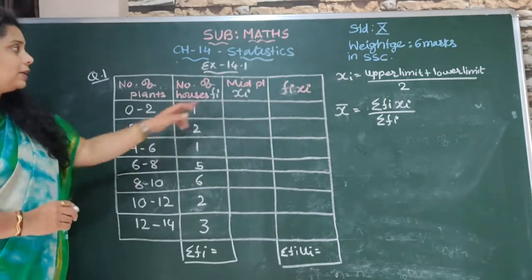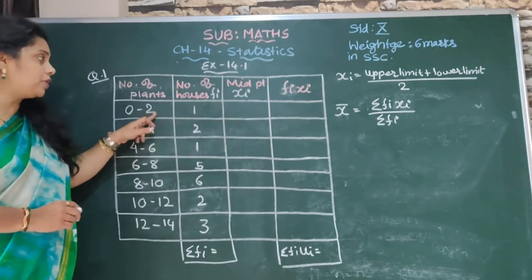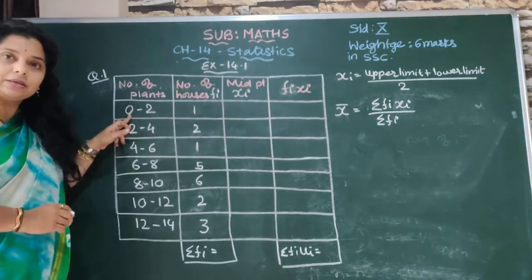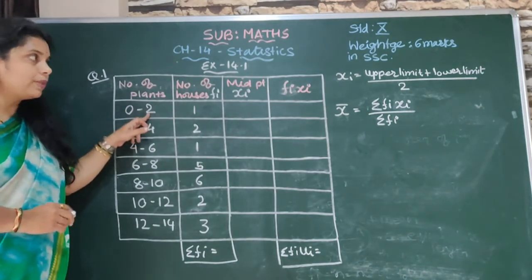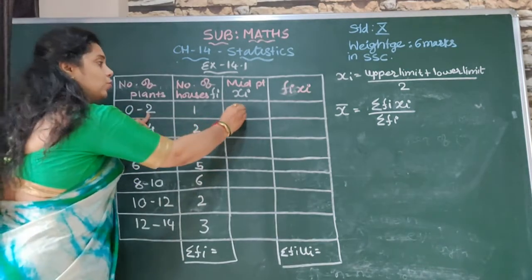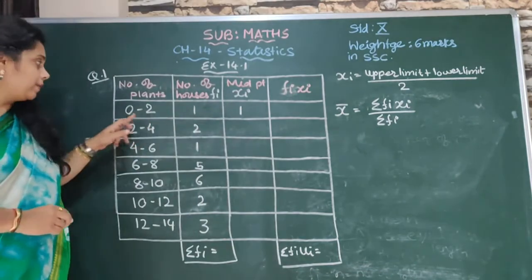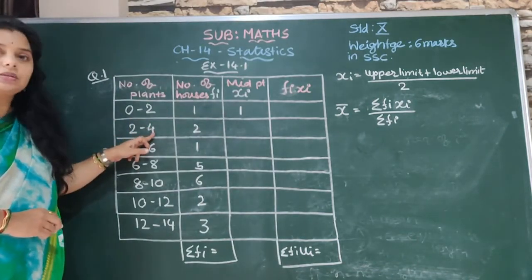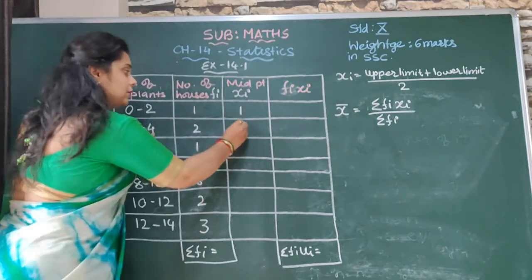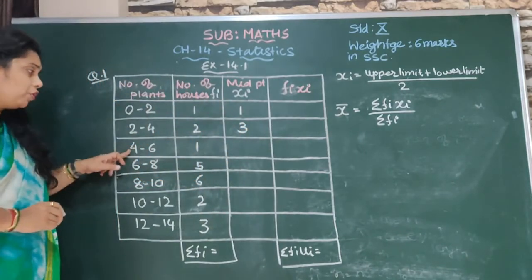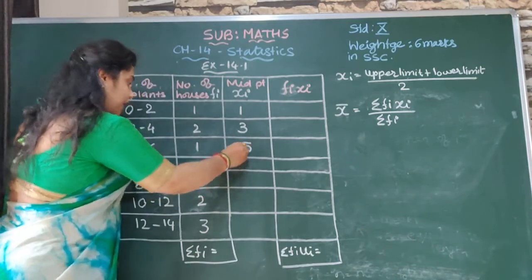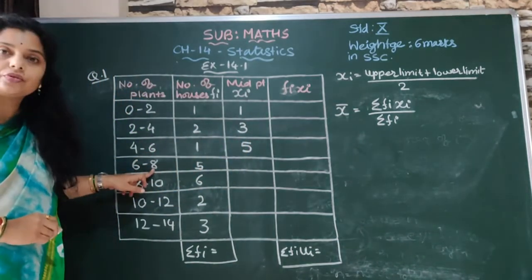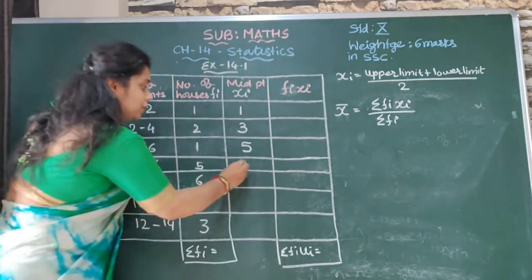Okay. Now, let's start. Midpoint xi for the first one: lower limit plus upper limit, 0 plus 2 by 2, it is 1. 2 plus 4, 6. 6 by 2 is 3. 4 plus 6, 10. 10 by 2 is 5. 6 plus 8, 14. 14 by 2 is 7.